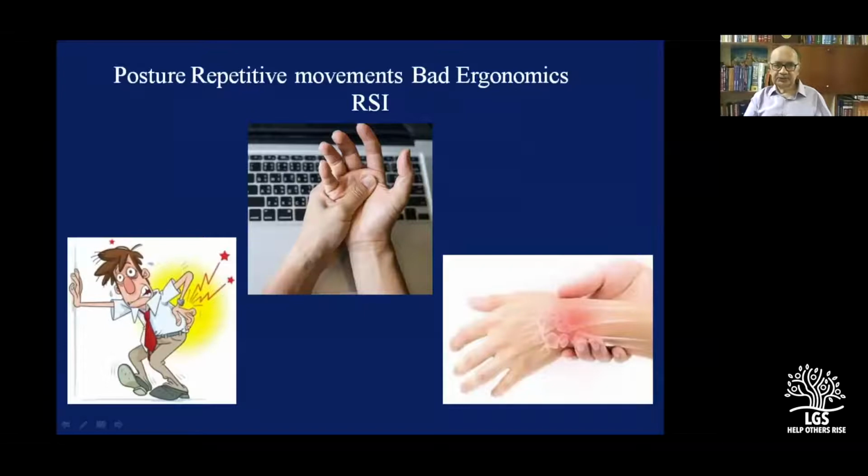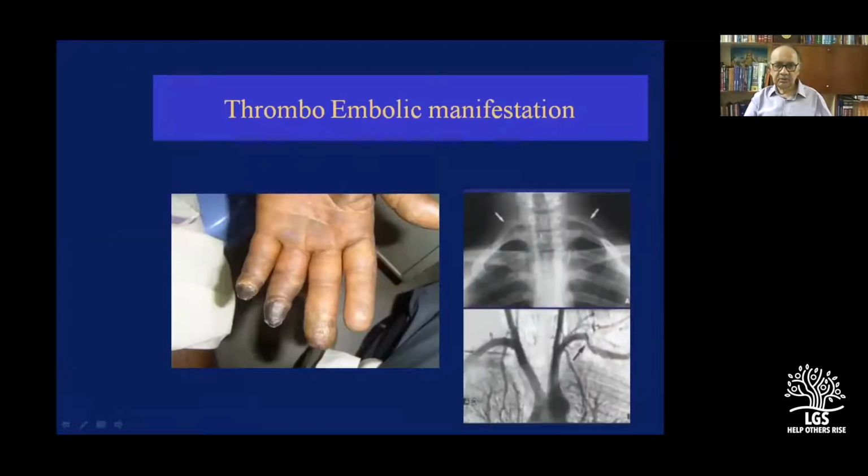Posture, repetitive movements. What is this? Repetitive stress and inflammatory findings come from bad ergonomics of sitting in front of a computer, which produces all sorts of back pain, keyboard problems, carpal tunnel, etc. And the deadly complication of vascular TOS is embolization.